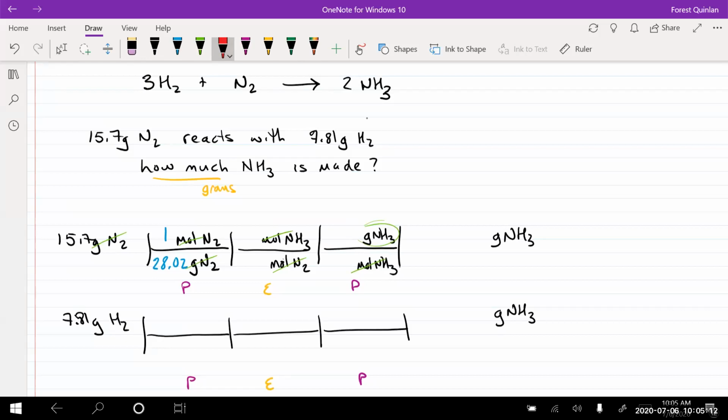How many nitrogens do we see in the equation? 1. Ammonia's? 2. The last step, we're going back to the periodic table, so 1 mole will give you 17.04 grams of NH3. If you do that, you'll get 19.1 grams of NH3 if all the nitrogen were used up.